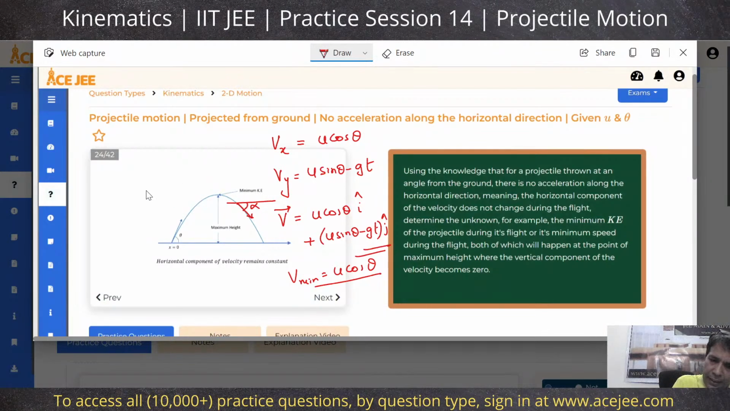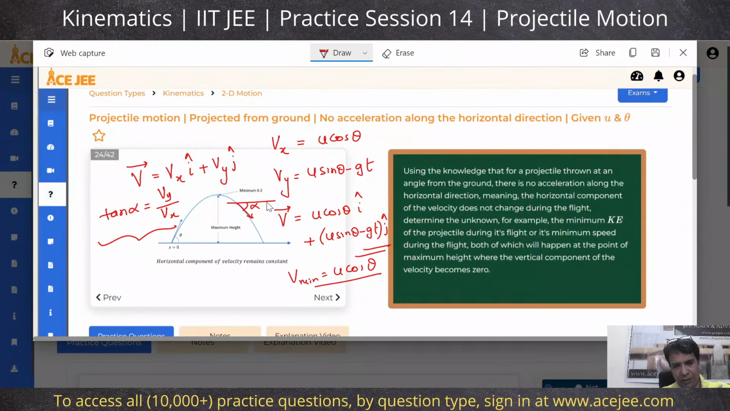Remember, the velocity vector is Vx i cap plus Vy j cap. And what is tan alpha? Vy by Vx. If this turns out to be negative, that means the angle alpha is below the horizontal line. If tan alpha is positive, then it's above the horizontal line. Got it, beta? Yes, sir.